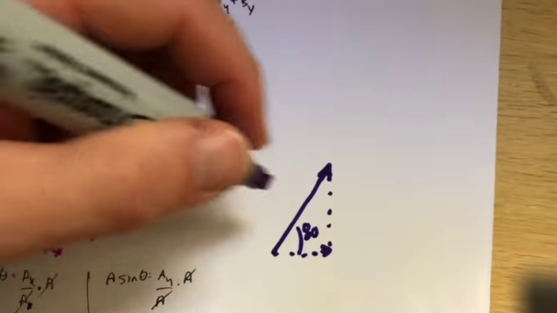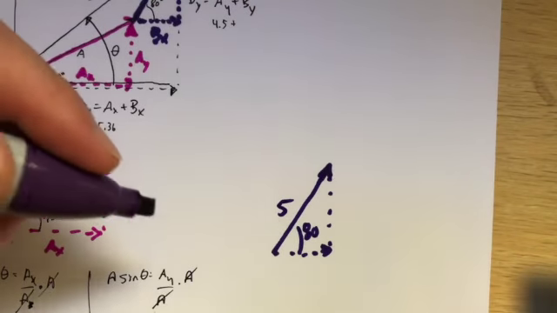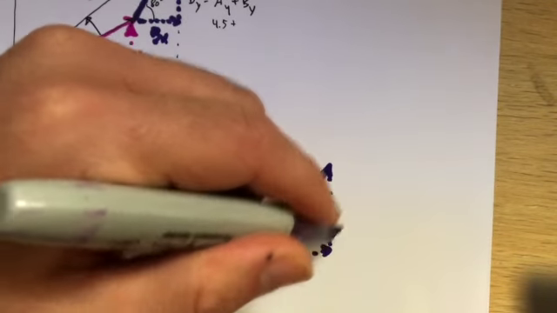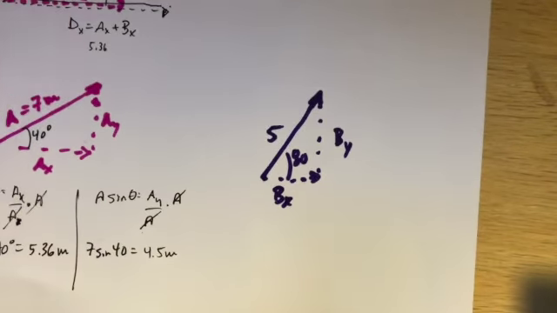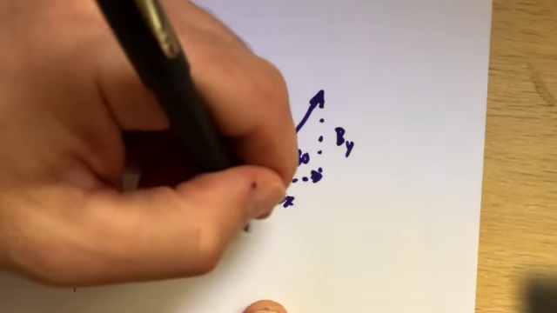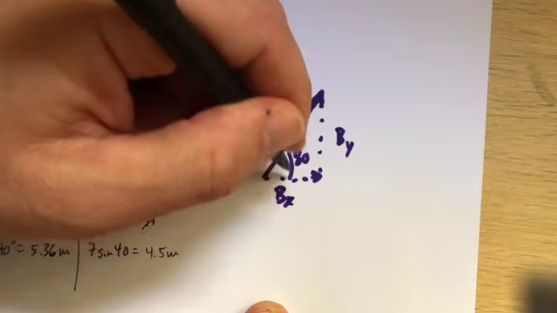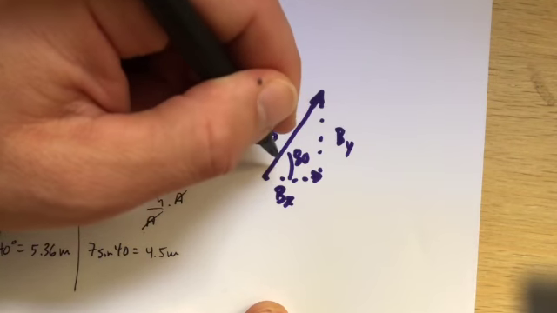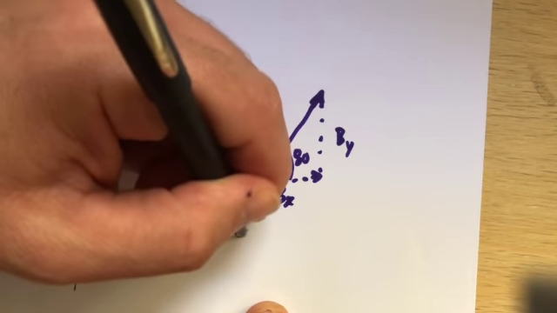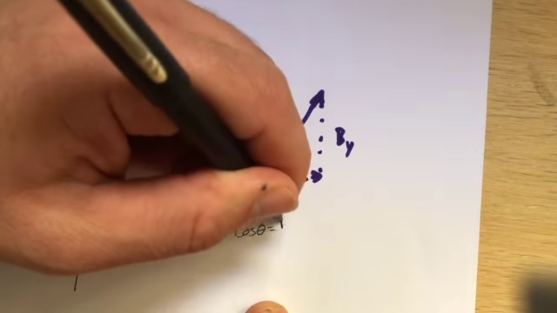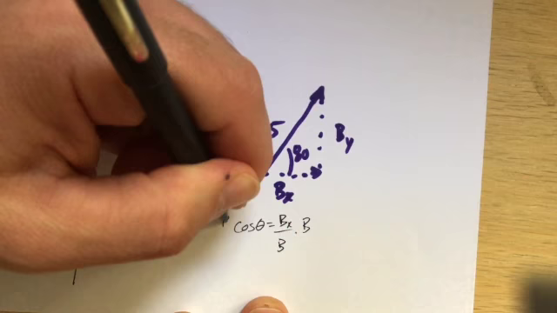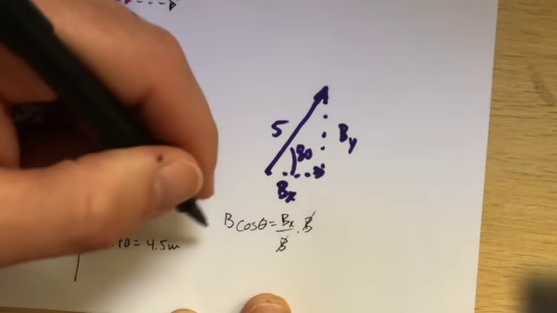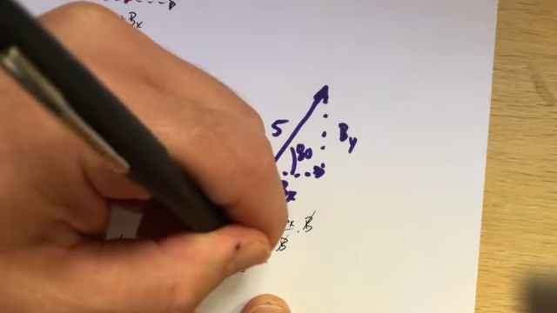And this is 5, this is 80 degrees. So this is BX and BY. Okay, it's the same process as before, just with different numbers. So BX is the adjacent side to the angle, and so that's cosine. So the cosine of theta in this case is going to be BX over B. Multiply both sides times B, and that's going to be 5 times the cosine of 80.